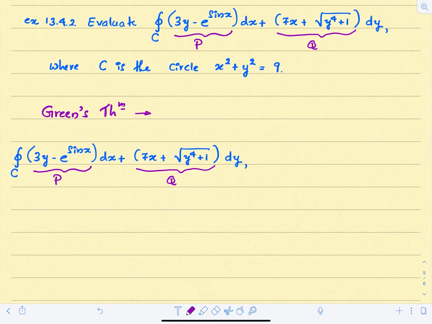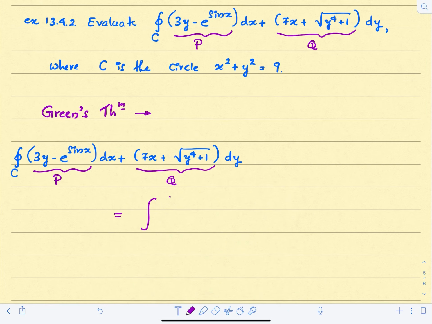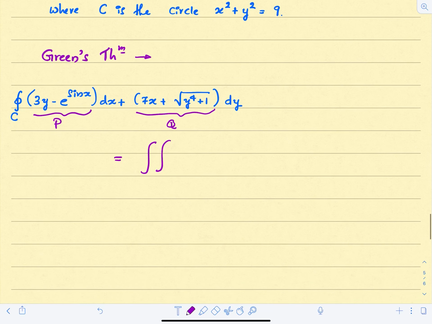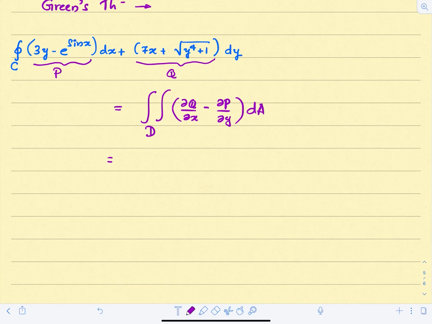equals the double integral over domain D of partial Q over partial x minus partial P over partial y dA. So let's figure out these two partial derivatives.